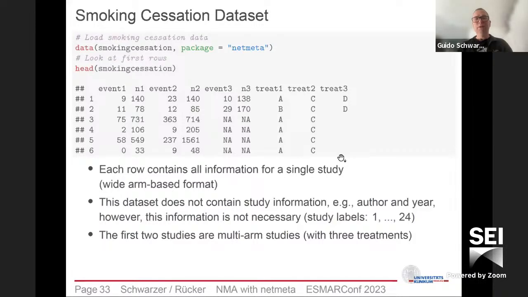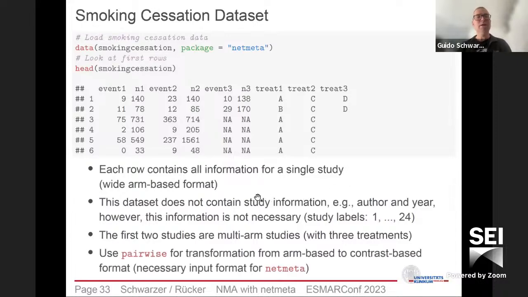One disadvantage of such a data format is that if we would add a study with 4 treatment arms, then we would have to add additional variables to the data set, which would be missing for all these studies, but for 4-arm studies, and so on. And what we must do now is transform this wide arm-based format into a format that is needed as an input format for netmeta, and for that we can use the pairwise function.